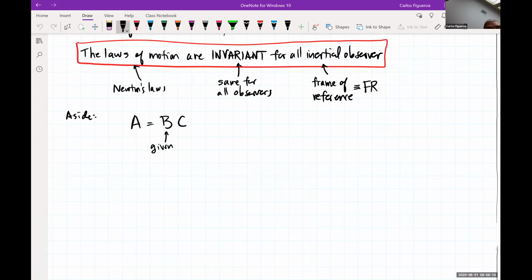So the first thing that I want to ask then is, what is a frame of reference? And remember, FR is frame of reference.